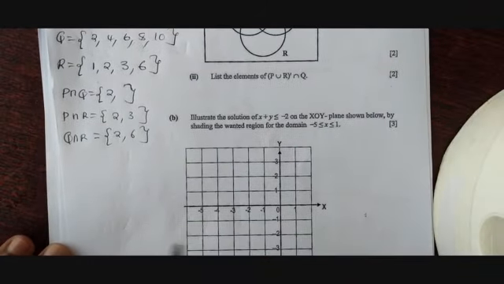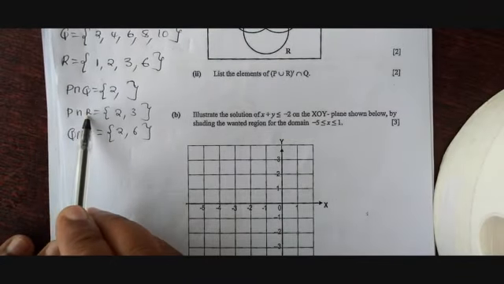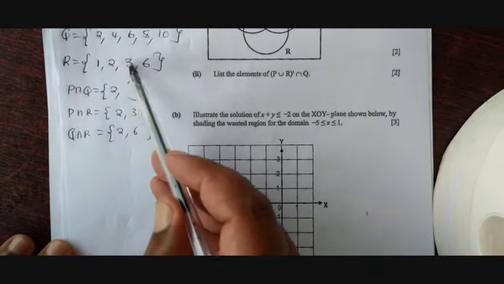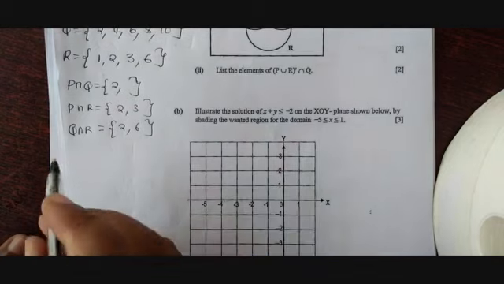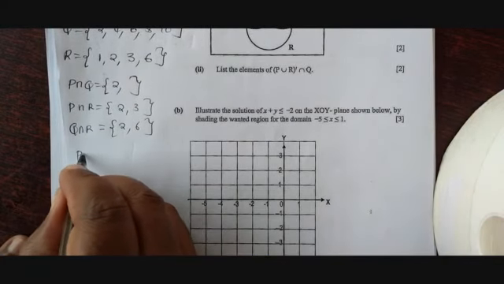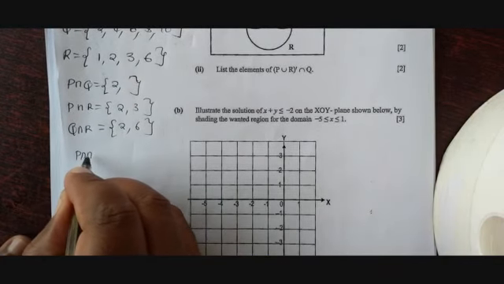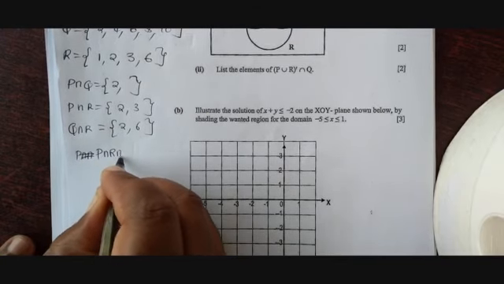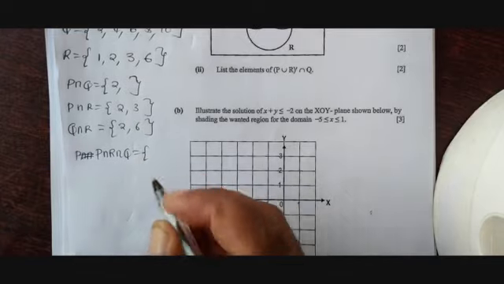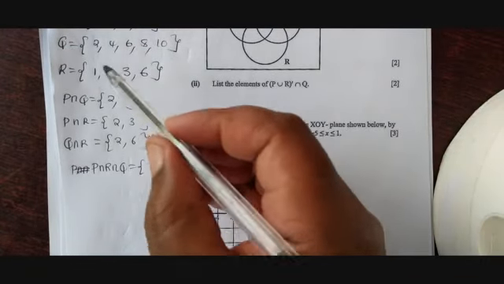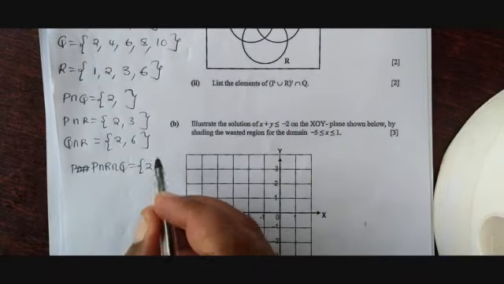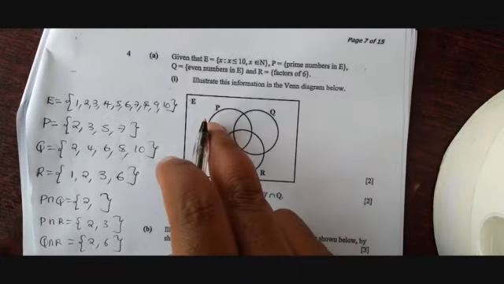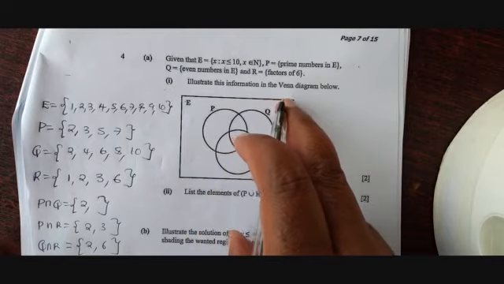Then P intersection R, it is 2 and 3, as you can see. Then P intersection R intersection Q. The element that is found in all the 3 sets, it is 2. So now, for the first one, illustrate this information in the Venn diagram below.